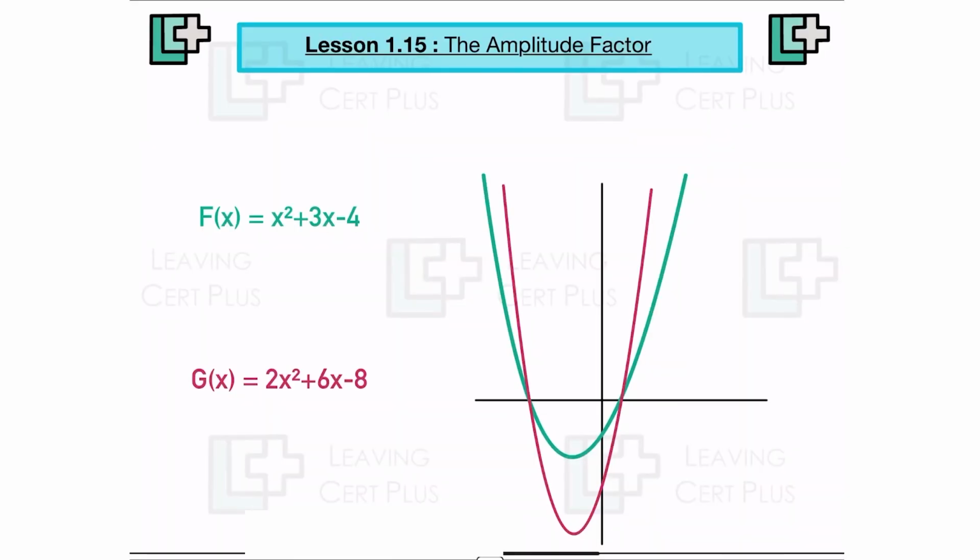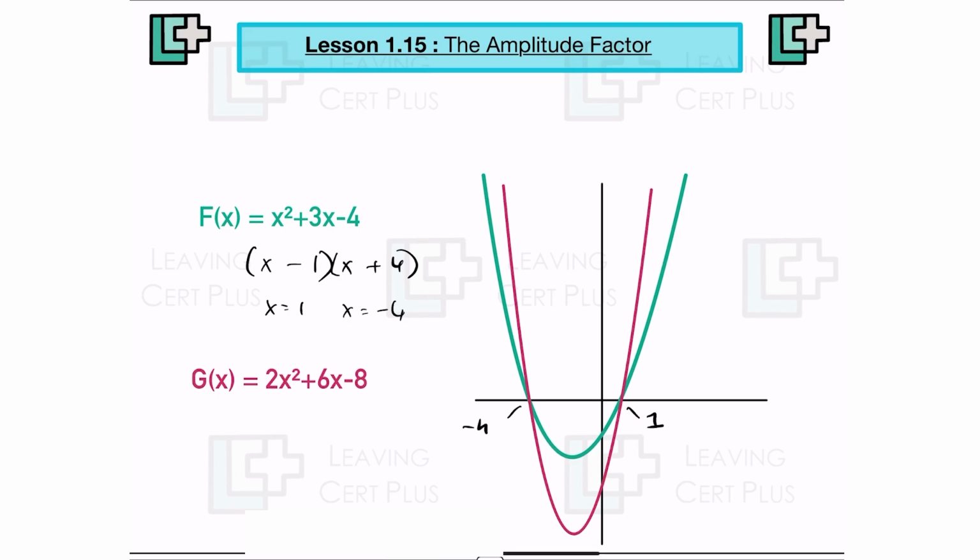This is lesson 1.15 where we look at the amplitude factor. If we look at the green function to start off with, f of x, if we factorize here, we're going to get x and x, 4 and 1, with a minus 1 and a positive 4. So x is equal to 1 and x is equal to minus 4. They're your two roots. So that's minus 4 here and that's 1 there.